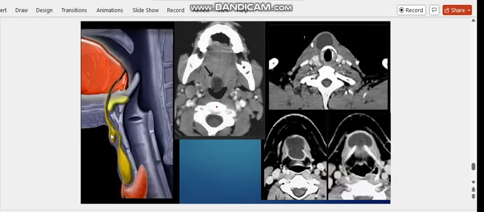So here, this is a thyroglossal duct cyst seen either at the base of the tongue, or anterior to the hyoid bone, or anterior to the thyroid cartilage, along the pathway of the thyroglossal duct. Here, this is a thyroglossal duct cyst at the base of the tongue. This is a thyroglossal duct cyst anterior to the hyoid bone. This is a thyroglossal duct cyst anterior to the thyroid cartilage.